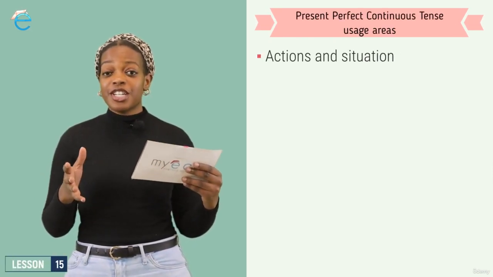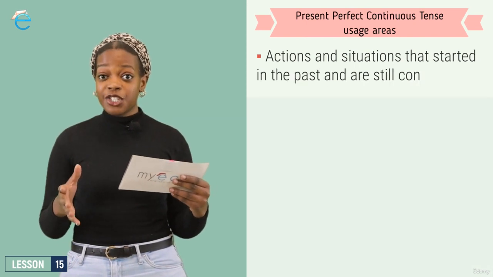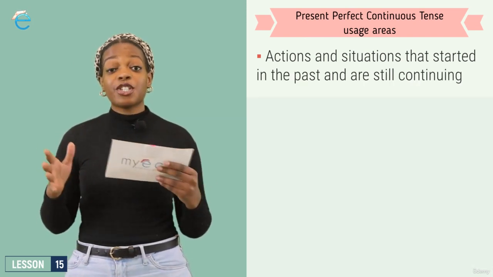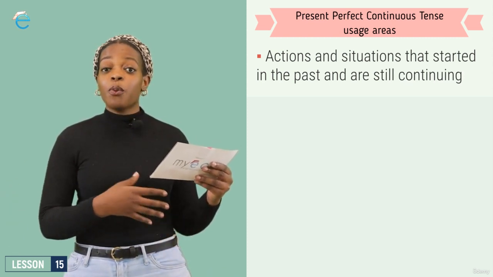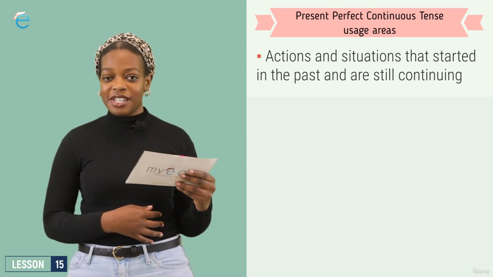Now let's consider the situations where we use present perfect continuous tense. The first situation is this: when we have actions or situations that started in the past and are continuing up until now, we use present perfect continuous.